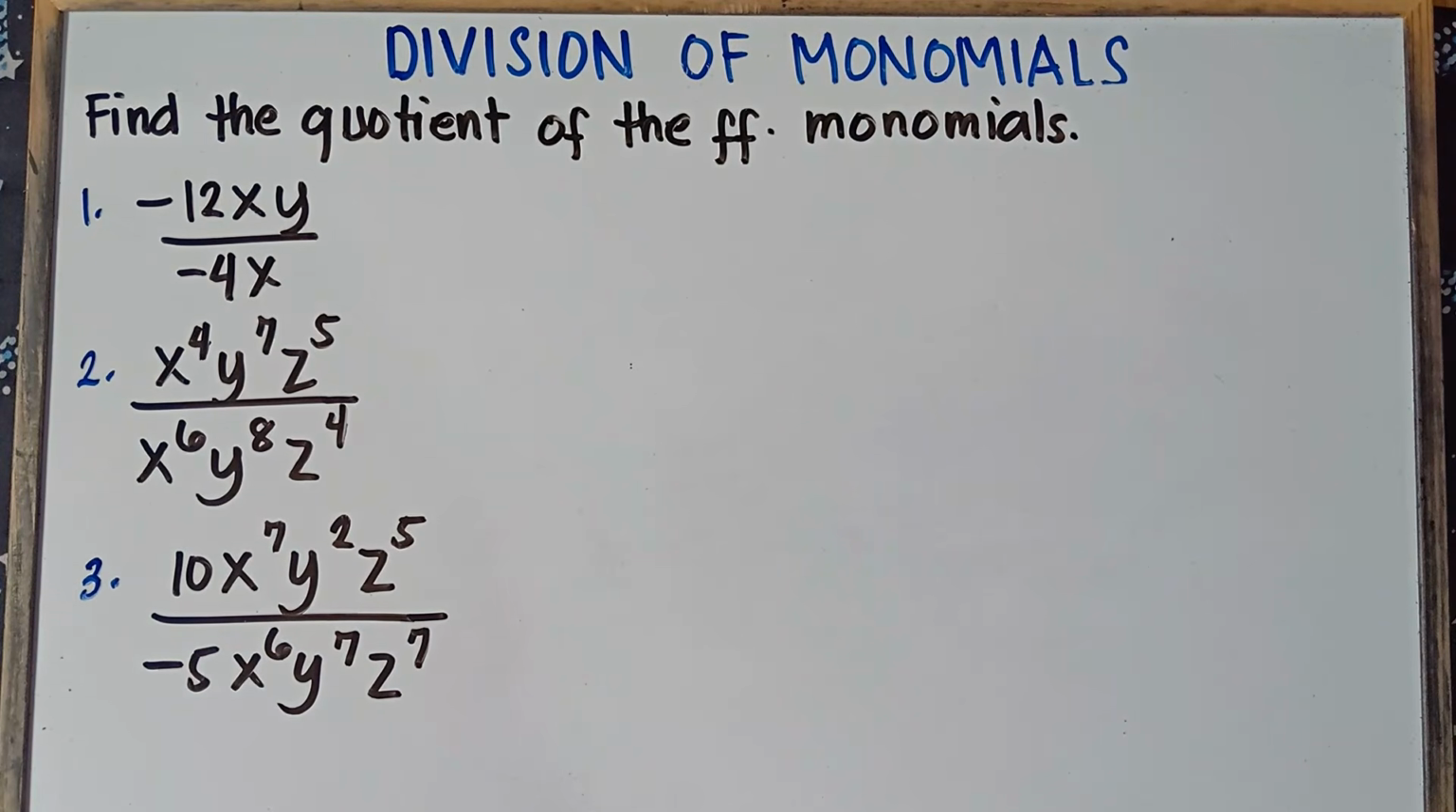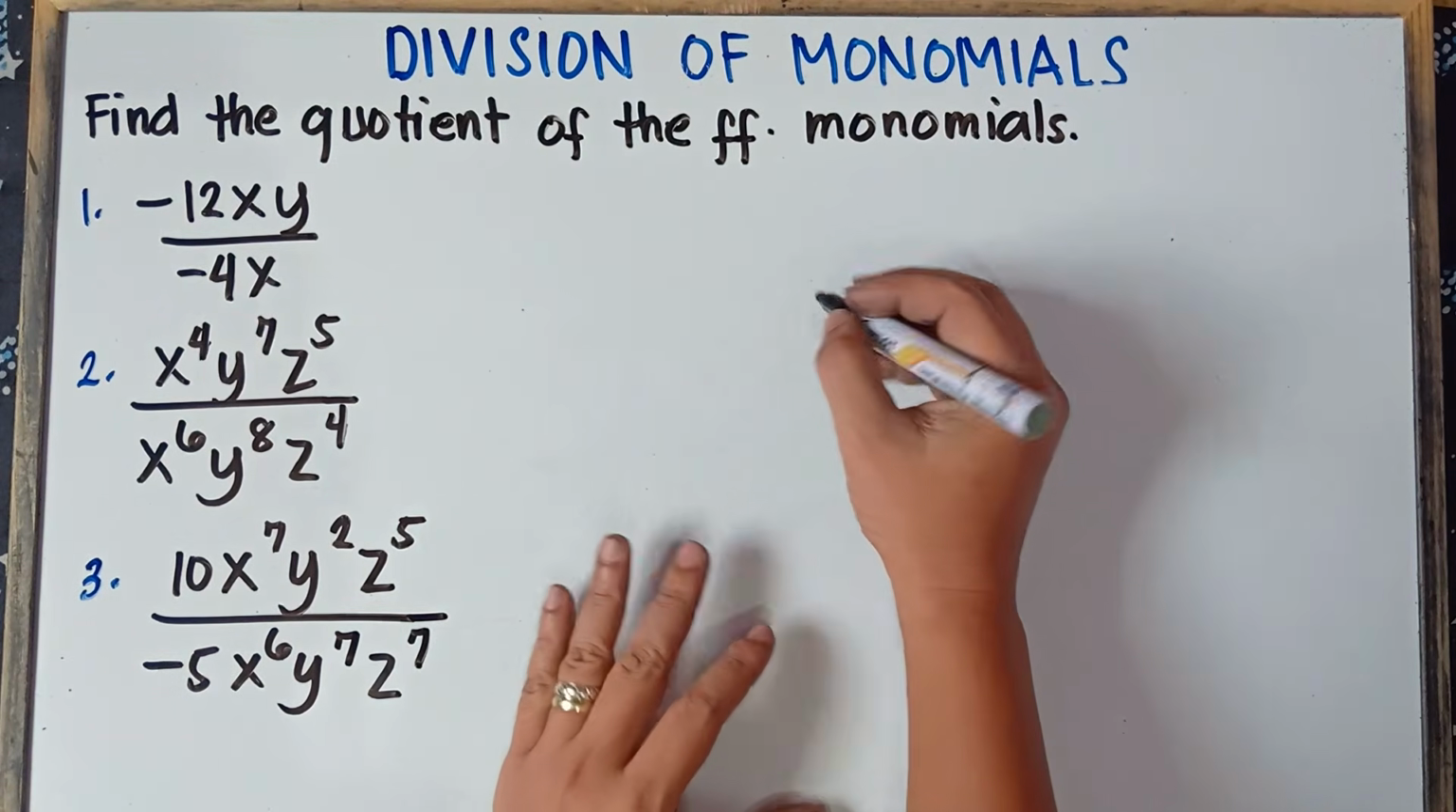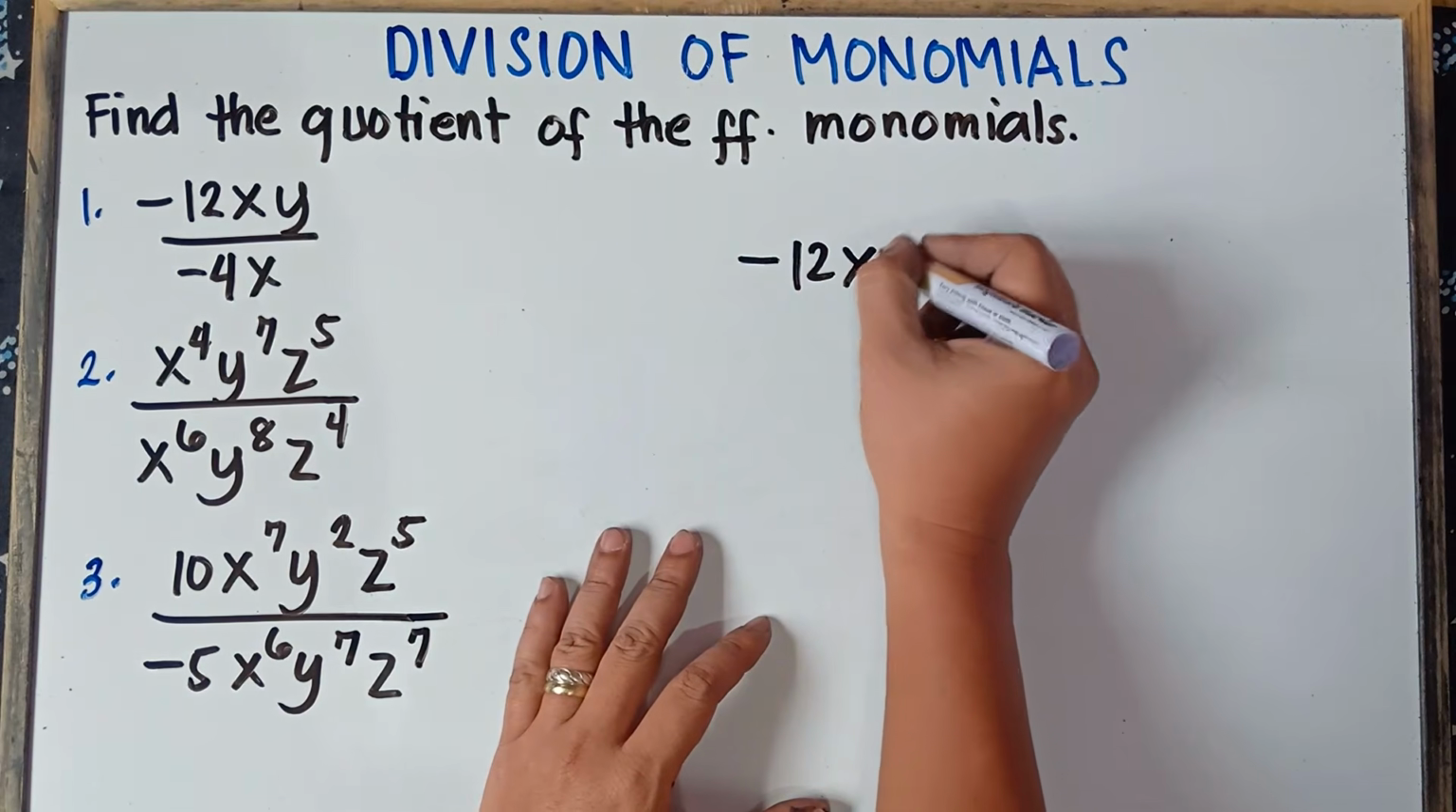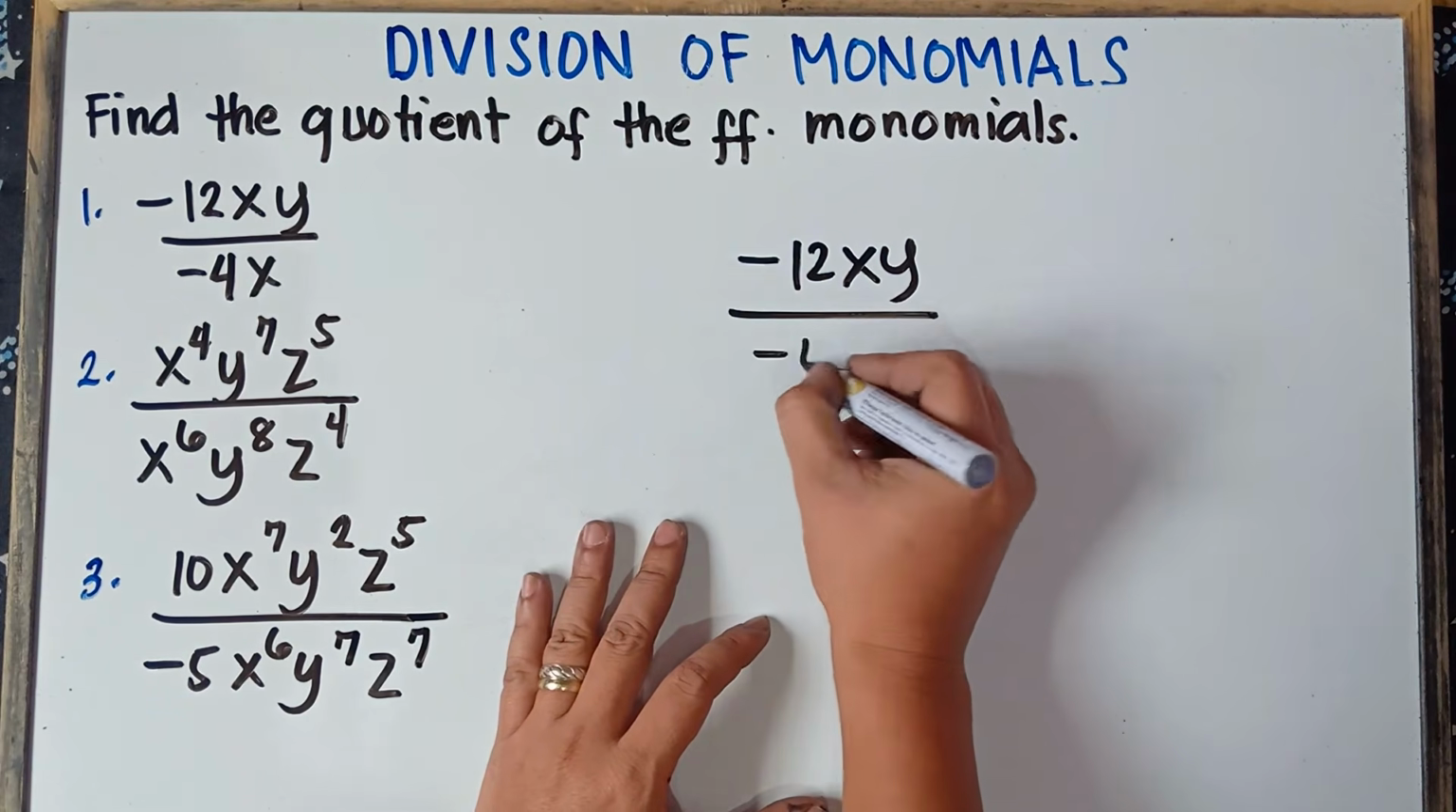We're going to find the quotient of the following monomials. So let's have first 3 examples because we need to explain this one, class, step by step. Alright, so example number 1, we have negative 12xy over negative 4x.